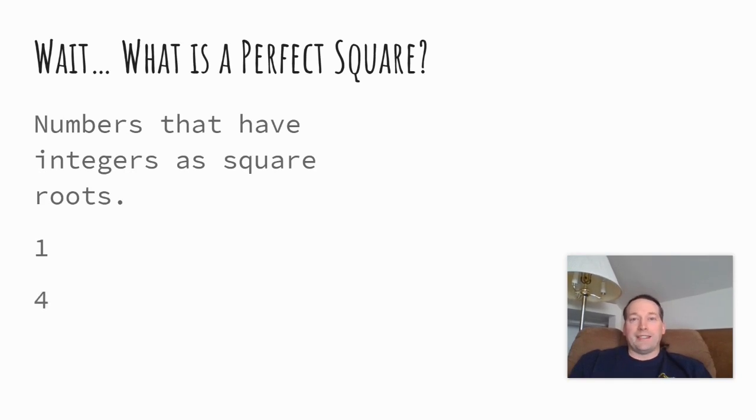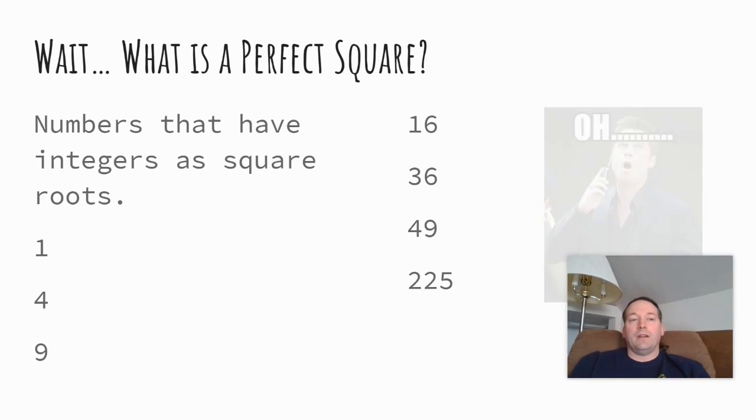2 times 2 is 4, 3 times 3 is 9, 4 times 4 is 16, so 1, 4, 9, 16. The next one is 25, correct. And then 36. Oh, by the way, 49. How about 225? That's a perfect square as well. So any of these perfect squares, when you take the square root of them, are going to have an integer as their square root.